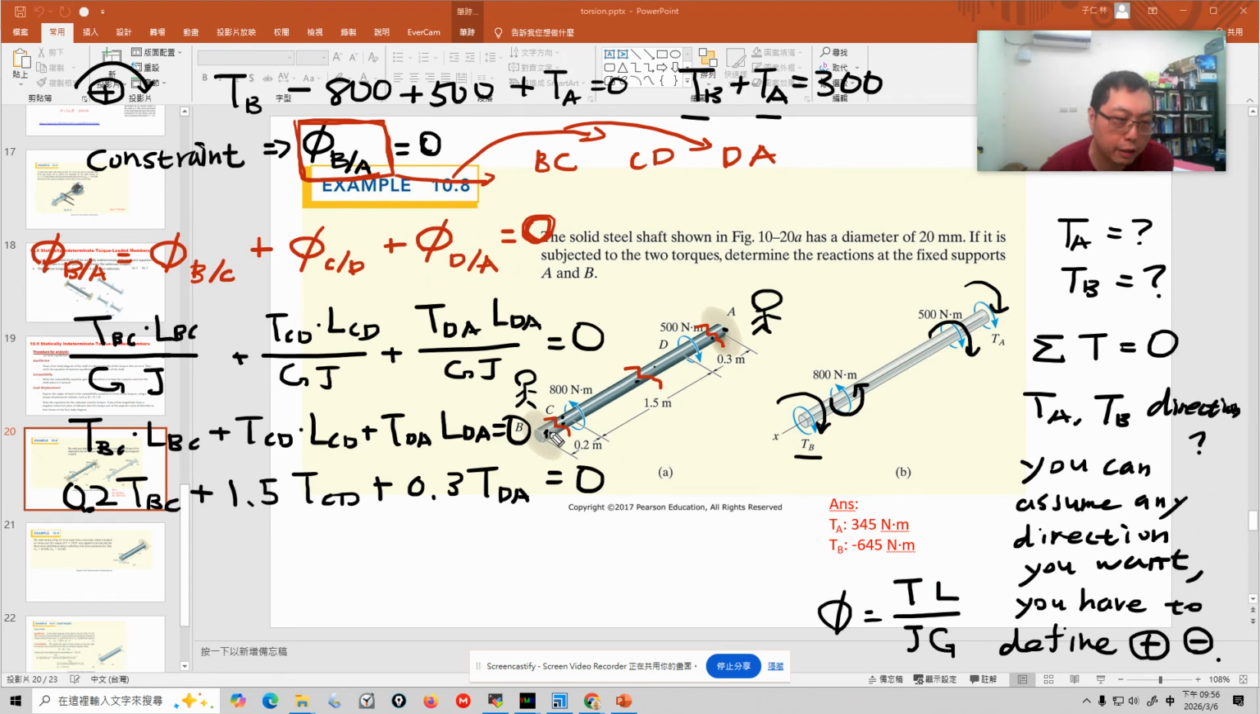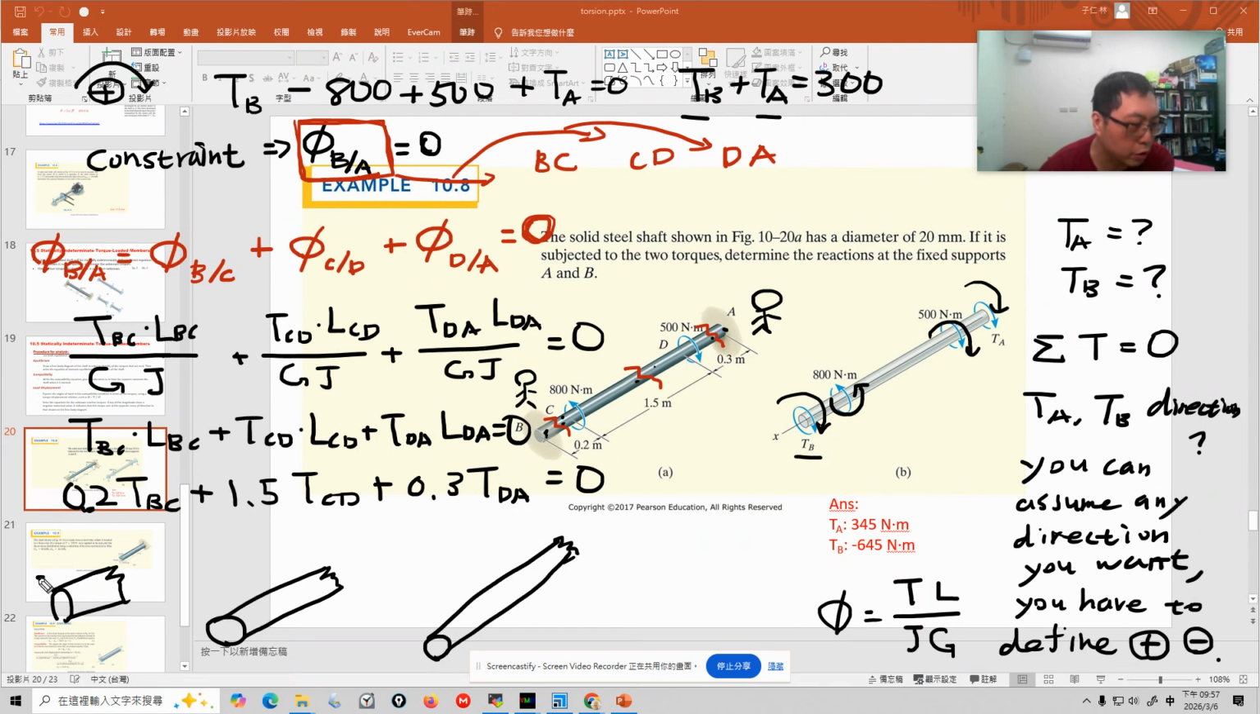Like I said, we have three sections in this problem. So let me cut the three sections. Let me draw the cut section graph. This here is one, here is another one, and there's the final one. We assume there is a TB here. Here is TB.